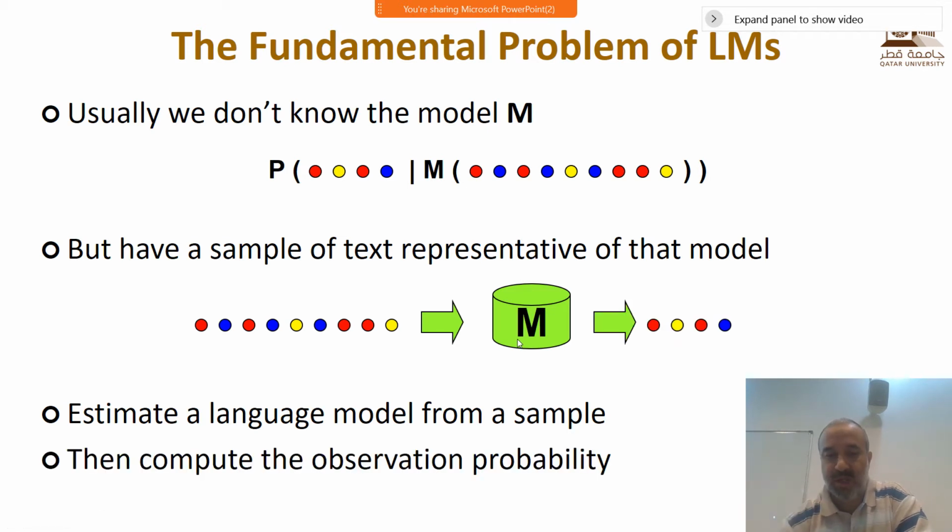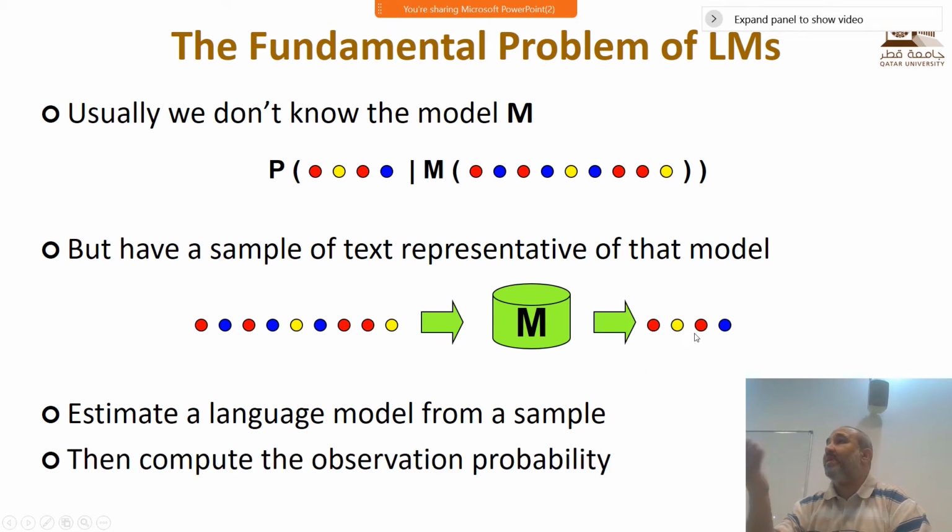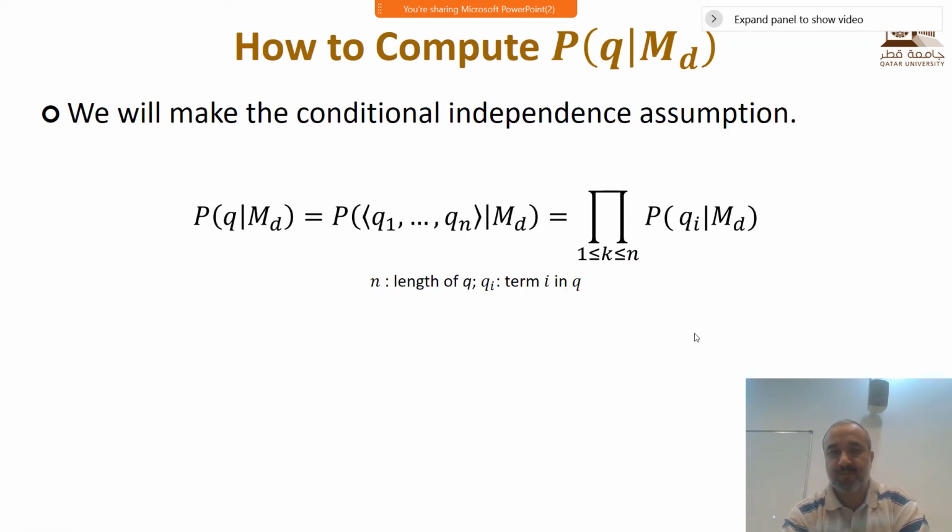Then, when we have a query like this, we want to compute the probability of seeing that sequence given the model. Now, how do we compute this probability? How do we compute P of the query, generating the query from the model of the document? Using the unigram language model, we'll assume the conditional independence assumption. So, the probability of the query given the language model, this is the query, these are the terms that appear in the query.